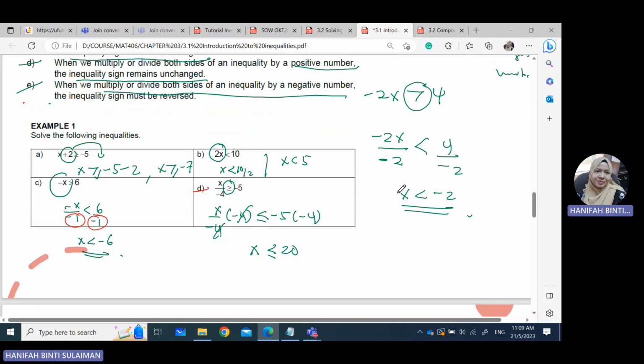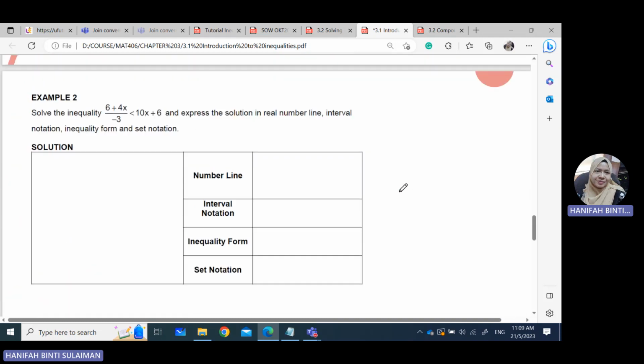Alright, so kalau tak ada, kita tengok contoh yang kedua, example 2. Right, so in this example, solve the inequality (6 + 4x)/(-3) < 10x + 6 and express the solution in real number line, interval notation, inequality form and set notation. Okay, so selesaikan. Right, so kita ada (6 + 4x)/(-3) < 10x + 6.